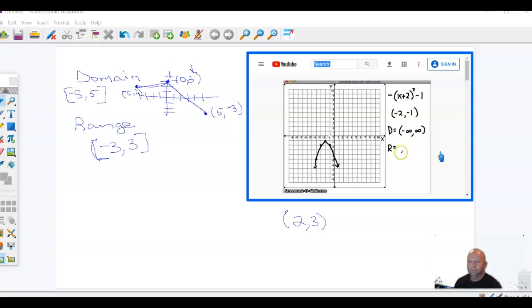This time we're going to start with our lowest value. Well, now that we have an upside down parabola, our lowest value is going to be negative infinity, and we use a parenthesis because infinity can't be contained. But it will have a maximum. We'll have a top range value, and that top range value is negative 1, and it includes negative 1. It's a closed value, so we use a bracket.